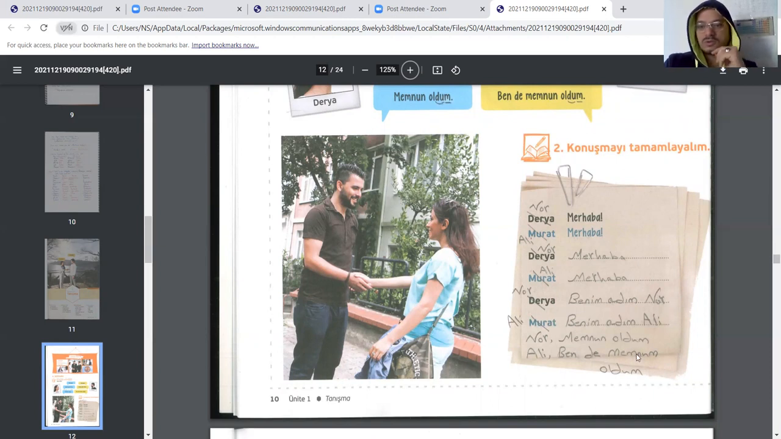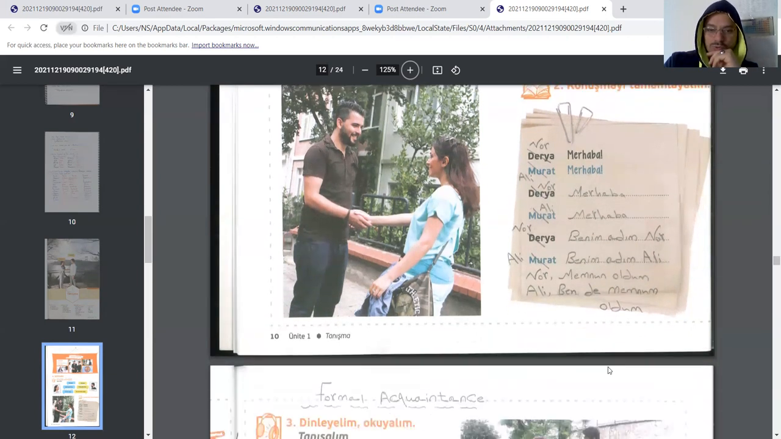Here we can write all of these again, but by using other names. Nur, merhaba. Ali, merhaba. Benim adım Nur. Benim adım Ali. Memnun oldum. Nice to meet you. Here, memnun, in this situation, we say nice to meet you. In another situation, we can say that's fine, but here we use it like nice to meet you. Ben de memnun oldum: me too, nice to meet you too.